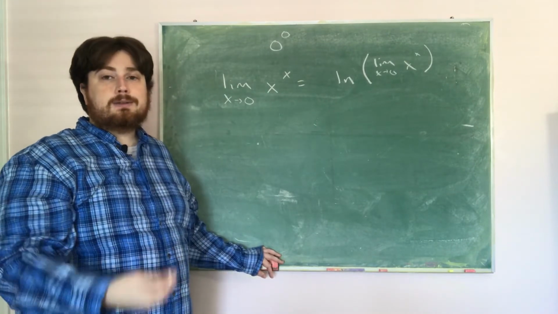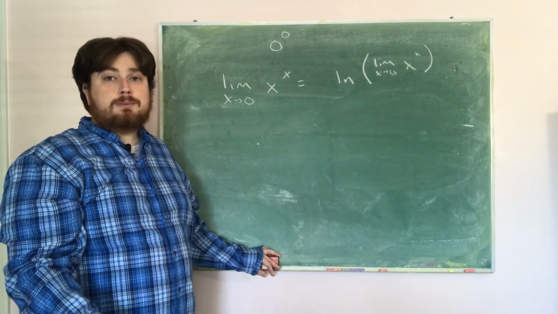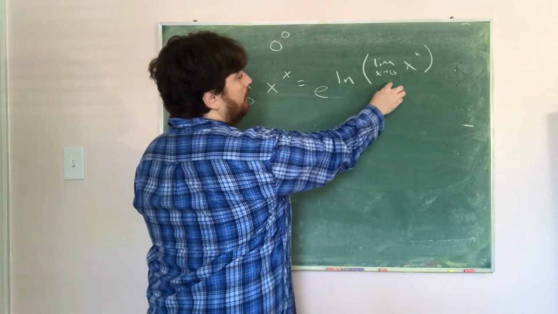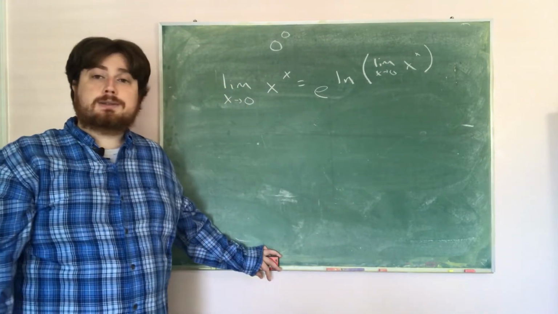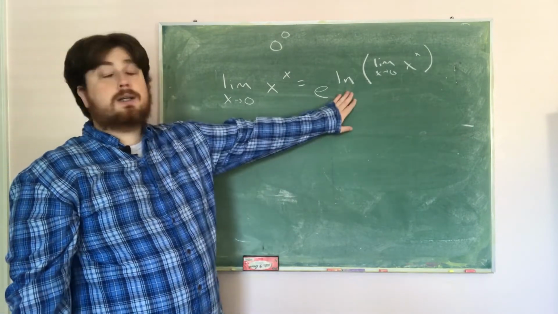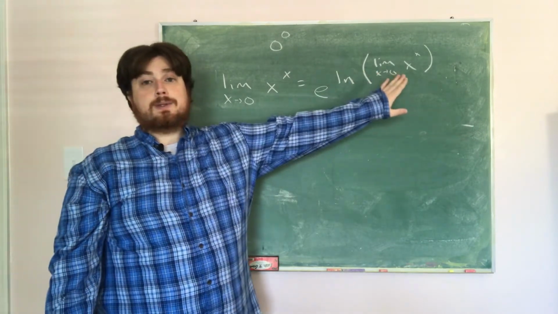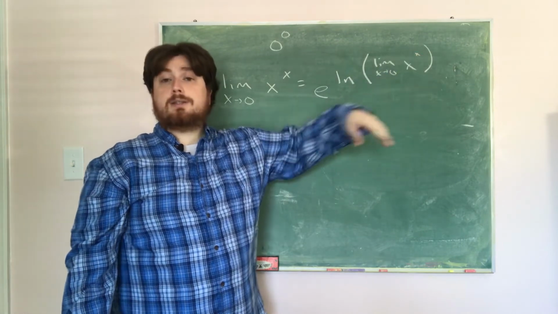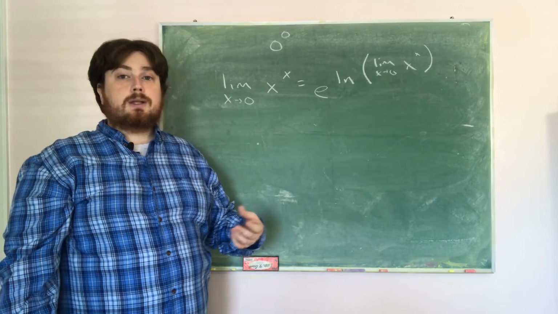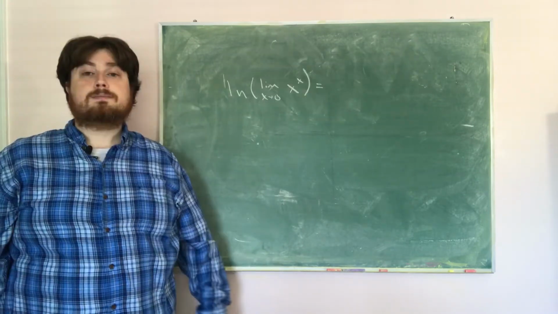But if I take a natural log of something, I'm changing the problem. So I have to account for that, and I'm going to say actually e to the natural log of the limit as x goes to 0 of x to the x. Now that e to the natural log cancels out, so we're just left with the limit as x goes to 0 of x to the x. So I haven't changed the problem, I've just rewritten it so that I can then simplify it.